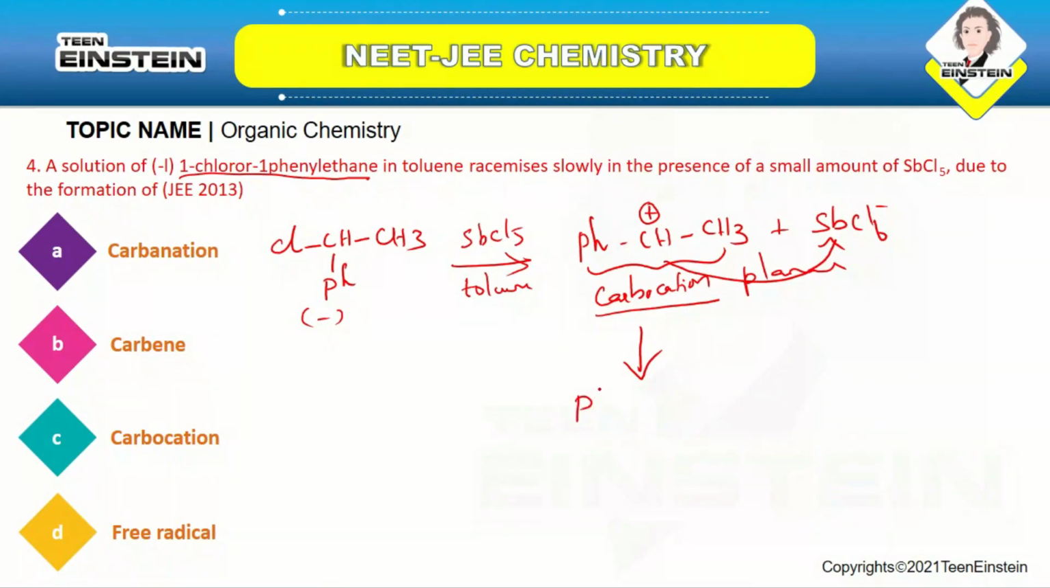Further, on racemization we get the D and L forms of 1-chloro-1-phenyl ethane. So here the intermediate formed is a carbocation. So the correct answer is option number C.